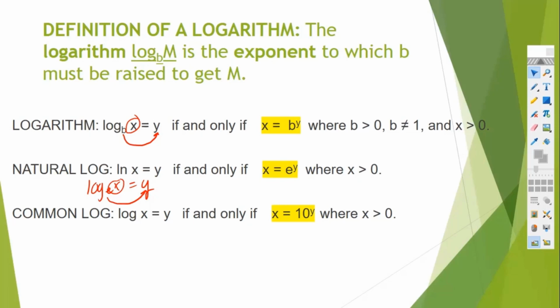Got it? So log x equals y, x equals e to the y. On the natural log, it will be e to the y.